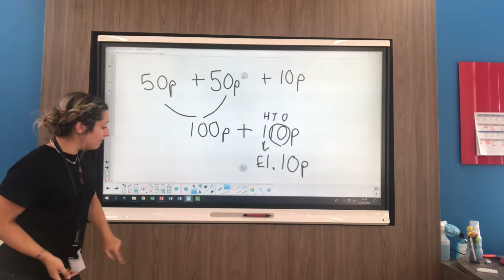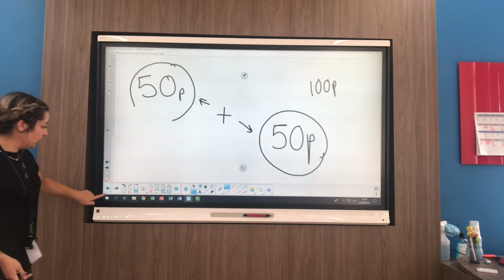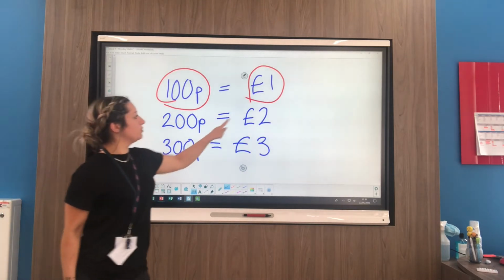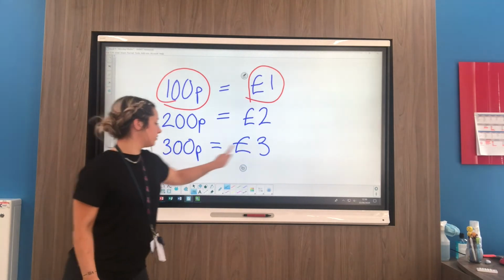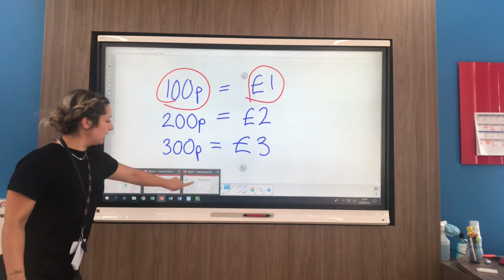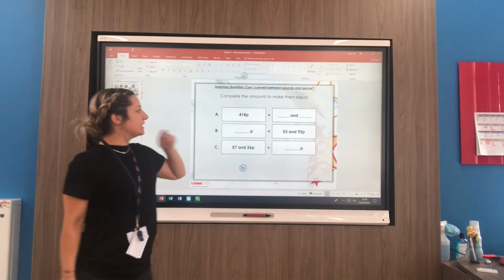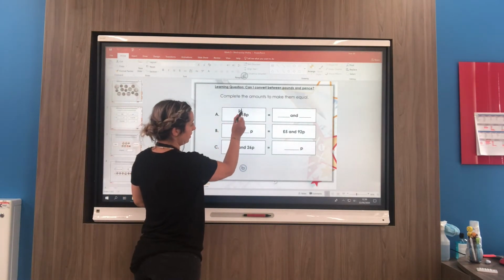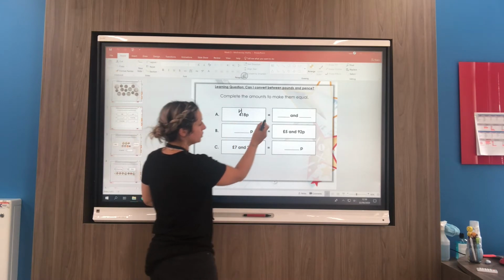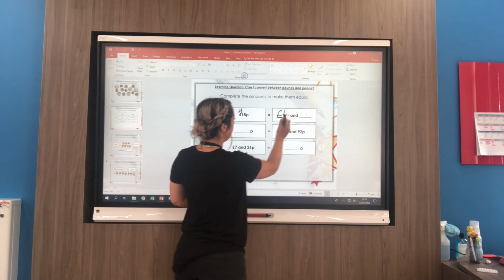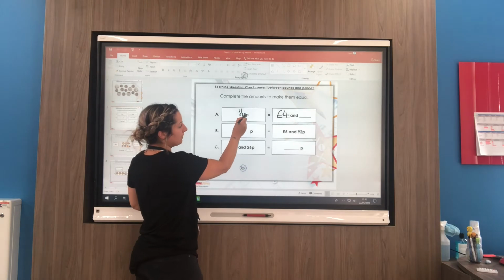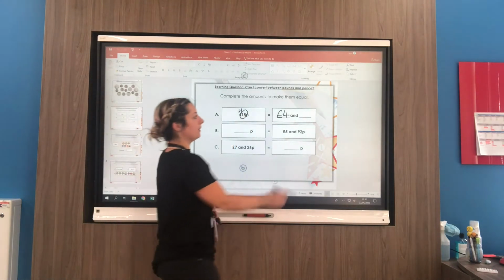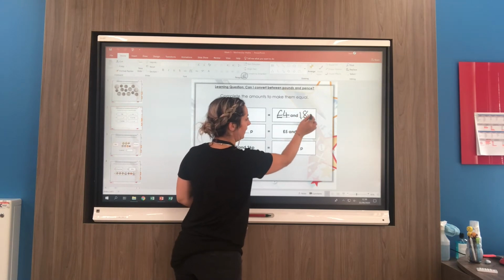So 418p. Now I am just going to flip back again to what we've just done. 100 is £1, 200 pennies £2, 300 pennies £3. So then if I go back onto this, 418, I'm in the hundreds. So my hundreds there, I've got 4, so it's £4. And what was my pence in my tens and ones? 18, £4 and 18p.